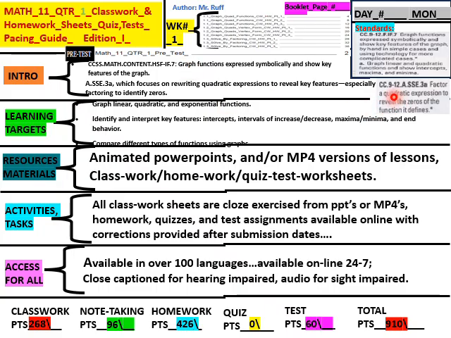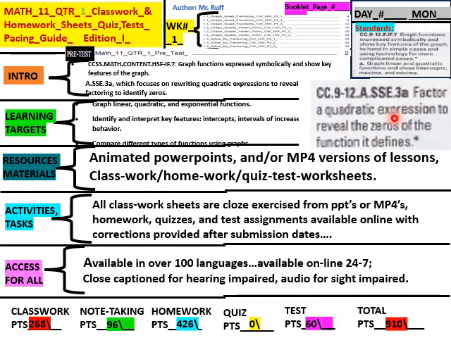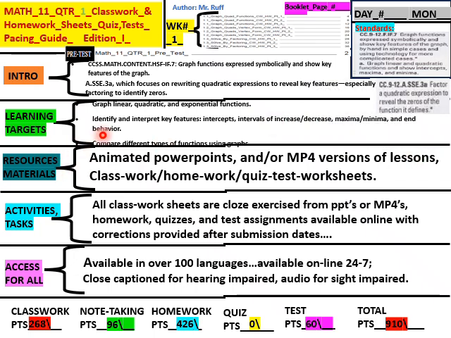And we got our other Common Core is 9 through 12, A.SSE.3a, which is factor a quadratic expression to reveal the zeros of the function it defines. And here are our learning targets, which is important.